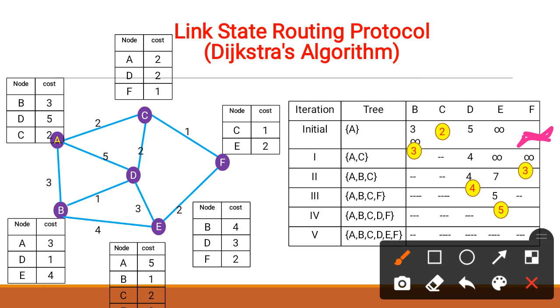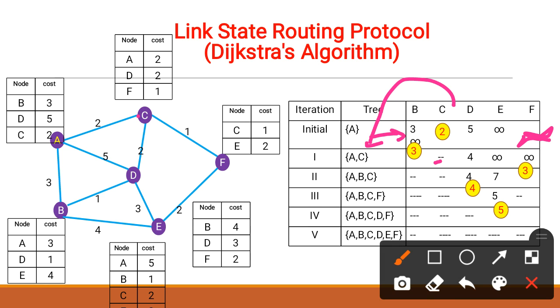Then, after completing this, we choose the node whose cost is lowest. From this row, 2 is the lowest value. That is why we are taking node C here, because it has the lowest cost. So A comma C. Here C is visited, because C has the shortest distance. We put a dash here because it is visited. After visiting, C to C is 0, so there is no need to write anything.